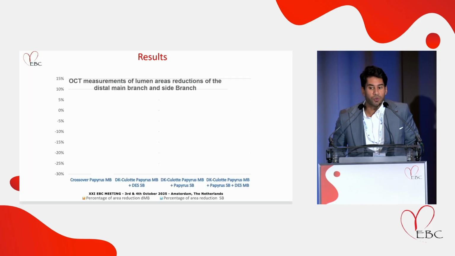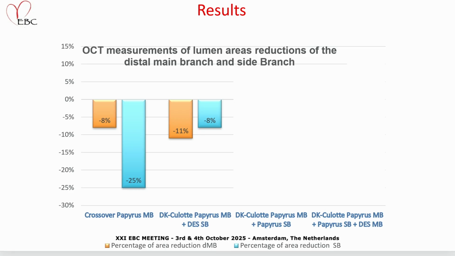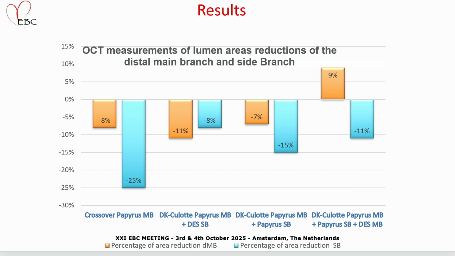In terms of lumen reduction evaluated by OCT, in case of crossover stenting with the covered stent, we observed a 25% lumen reduction towards the side branch, which could be corrected if we put a DES in the side branch. On the other hand, if we put two covered stents in a culotte fashion, we have these numbers, which could be further improved if we put a DES in the main branch.